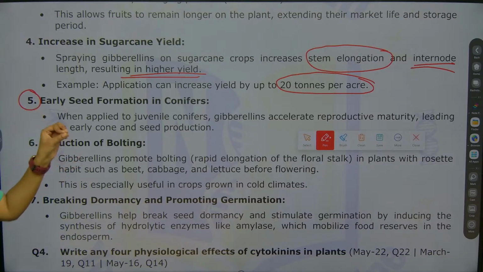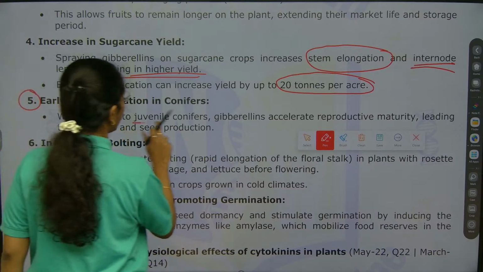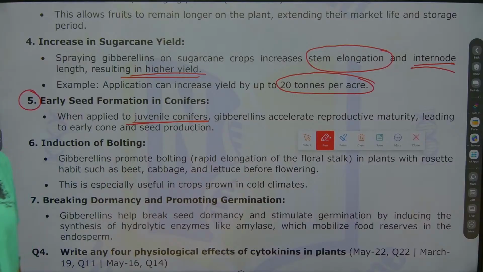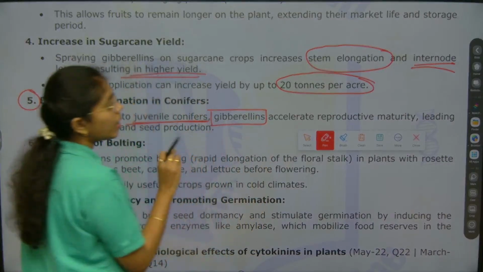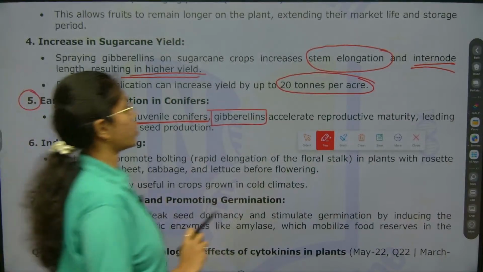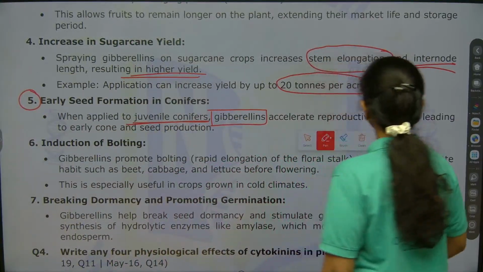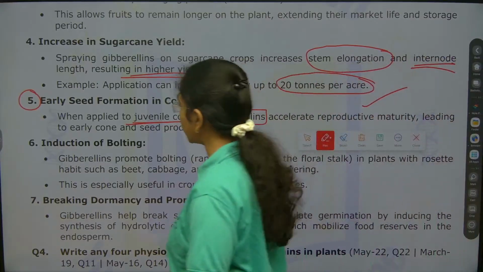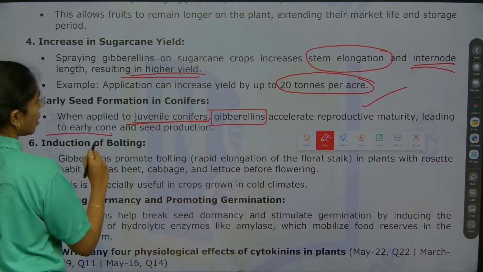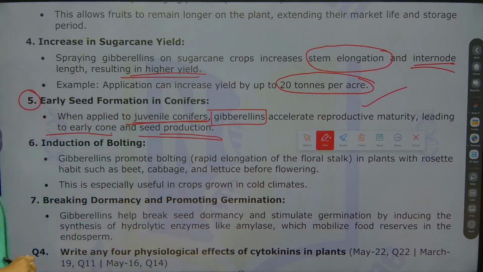Next is early seed formation in conifers. When gibberellins are applied to juvenile conifers, they accelerate reproductive maturity, leading to early cone and seed production.